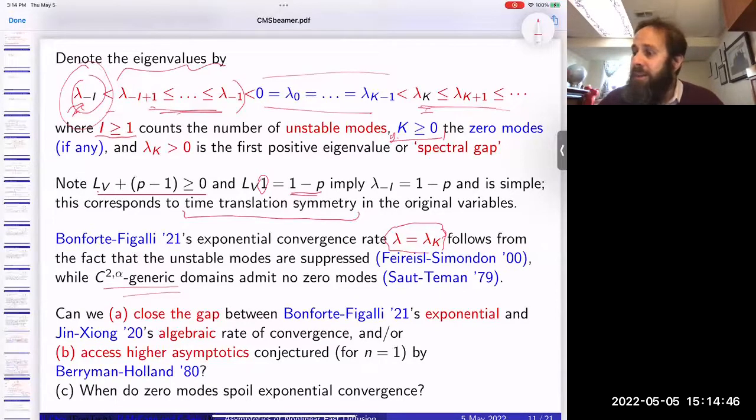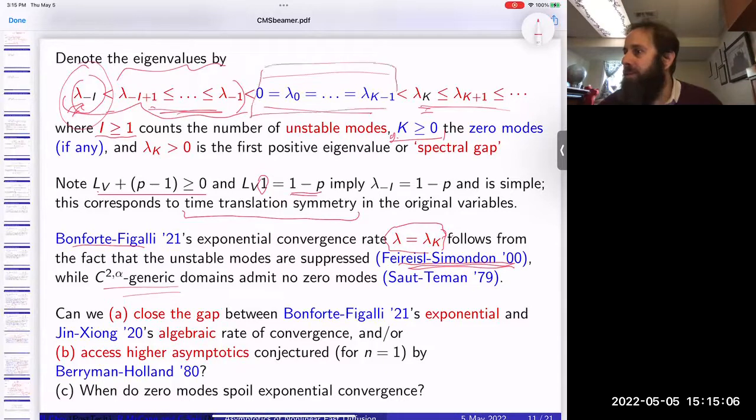More or less philosophically, Bonfort and Figali's convergence result is very plausible because you already knew that things were converging from Feirazel and Simondon. So you know that these negative modes, if they're present, are not active somehow. Bonfort and Figali were not able to accommodate the possibility of zero modes, but they appealed to a 40-year-old result of Sota and Tamam that said, on a generic domain, there will be no zero modes. So if there are zero modes, it's sort of an accident of the domain geometry. More or less, that's how they get the result.